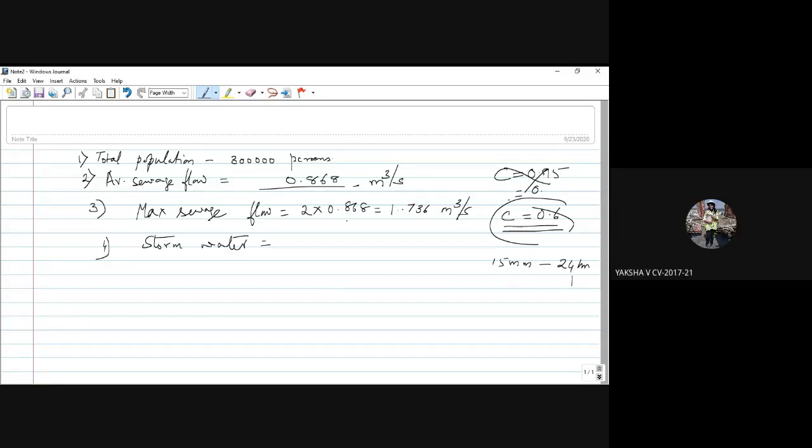1.5, 1.25. So, see, you have taken 0.6 right now. Yes, ma'am. So rainfall intensity is 15 by 24, into 12 into 10 power 2, by 360.